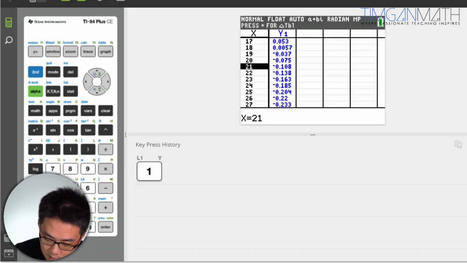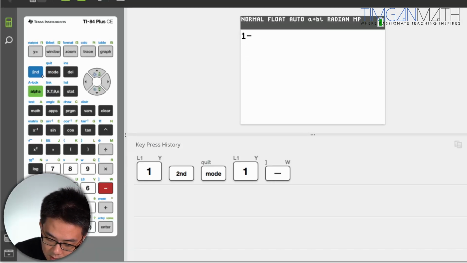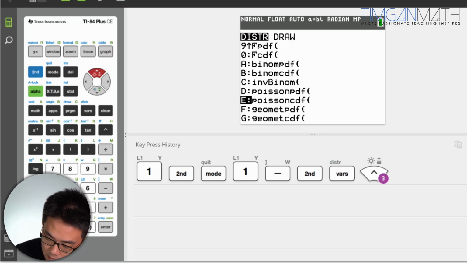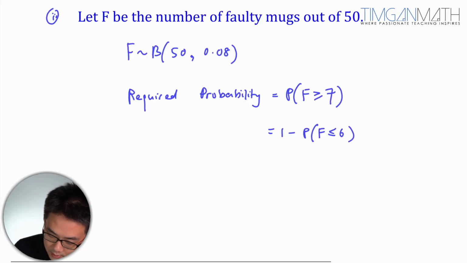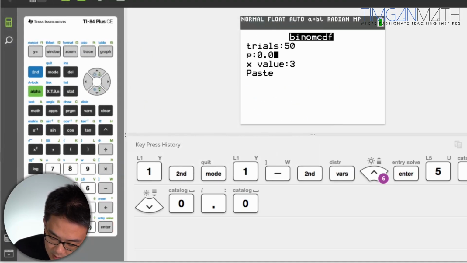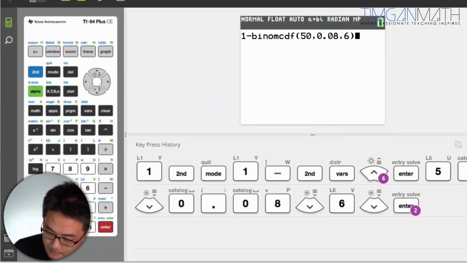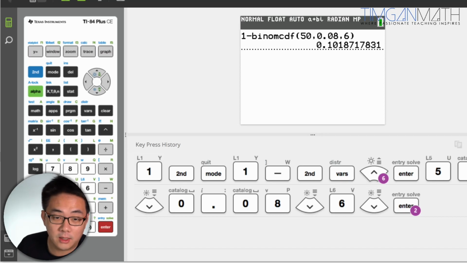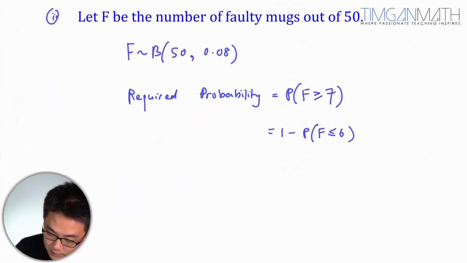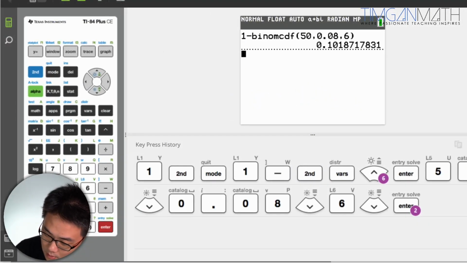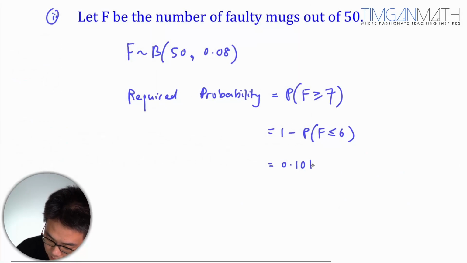So 1 minus binomial distribution CDF. Trials is 50, failure rate is 8%, and this would be 6. There's 0.10187. So 0.10187. Yeah, that's how we do this question.